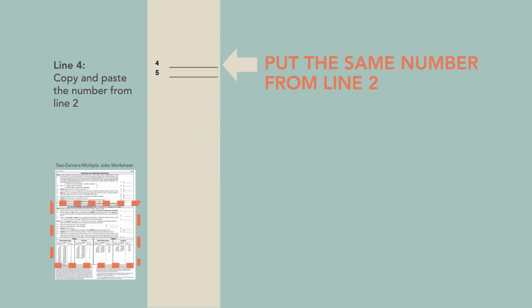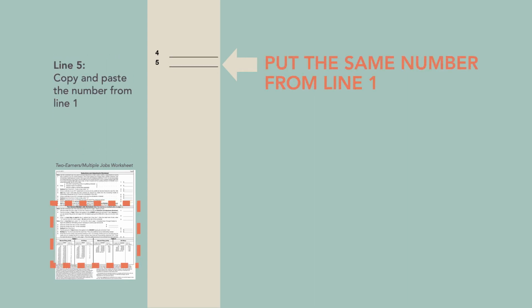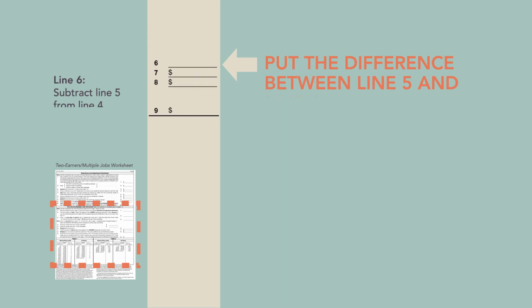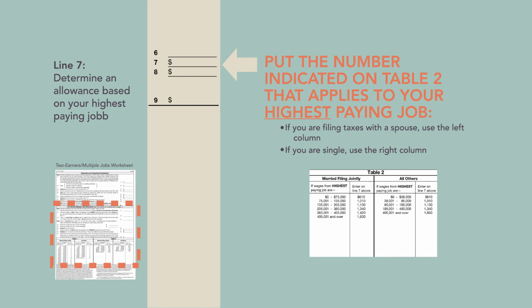On line 4, copy line 2. On line 5, copy line 1. On line 6, write the difference of line 5 and line 4. On line 7, write the number indicated on table 2 that applies to your highest paying job. If you are filing taxes with a spouse, use the left column. If you are single, use the right column.